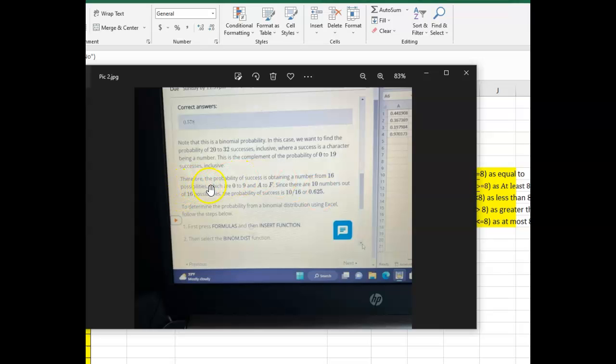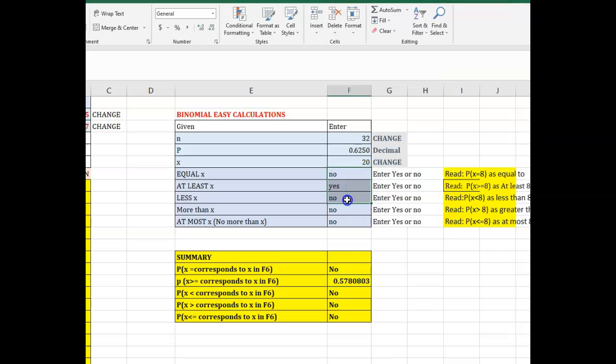They're explaining how to do it a different way if you don't have this spreadsheet already set up. Like we have all the formulas set up here for at least, for less than, for more than, for at most. So their explanation was if you don't have all that set up already, kind of how to go about it. This is the easiest way to go about it, having that spreadsheet, to type in 20, and then we're doing at least 20, so put a yes right there.